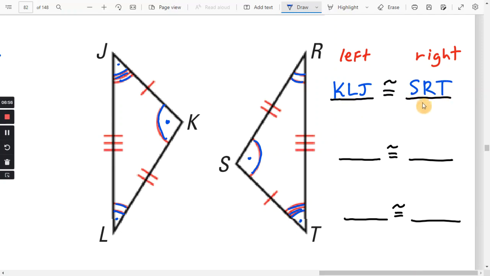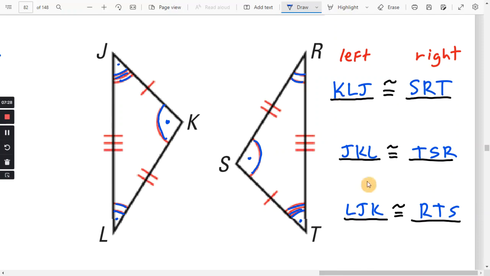So KLJ is congruent to SRT. Now you can mix up the letters. If you want to take the J and put it first, you can make it JKL. Take the T and put it first, that'll be TSR. You can take the L and put it first, that's LJK. Take the R and put it first, that's RTS. And actually, there's more combinations, but we'll just leave it at that.